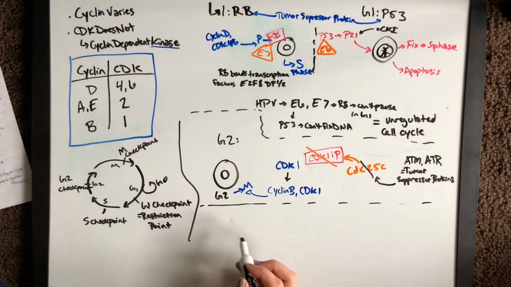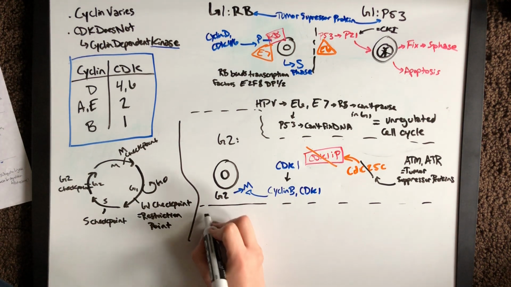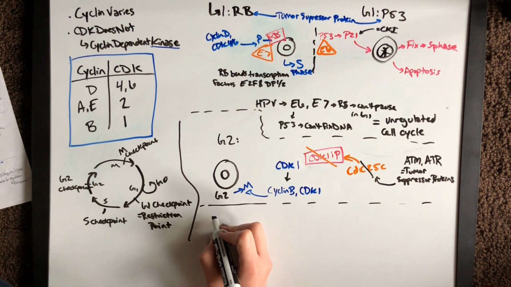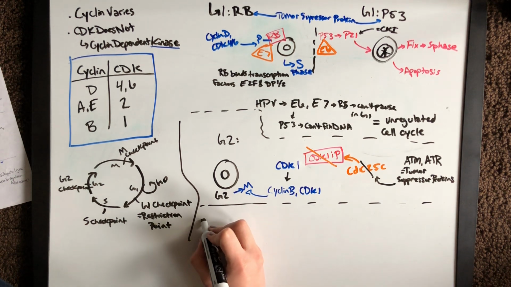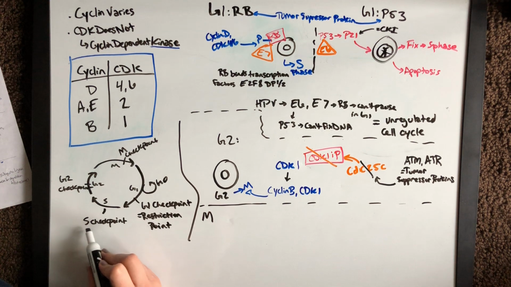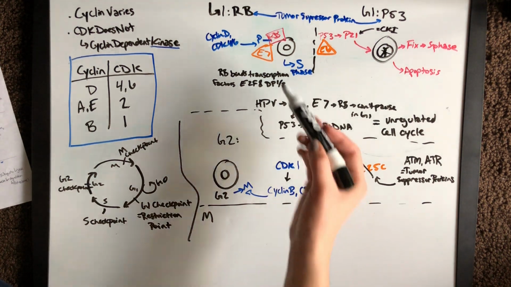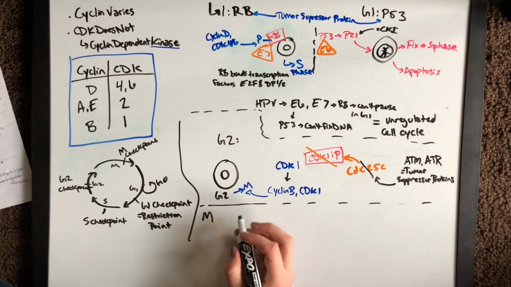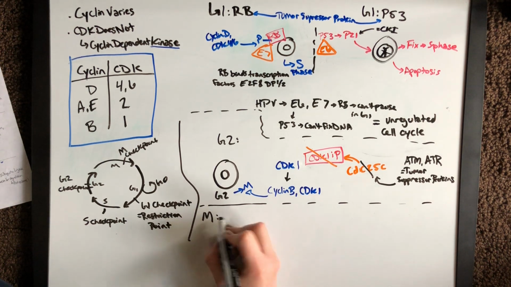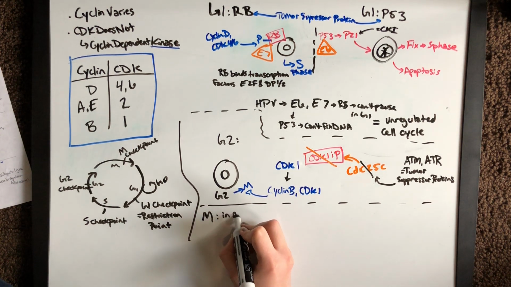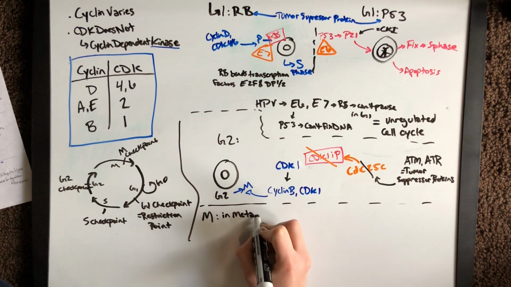And then we have one last checkpoint that we're going to talk about, and that is our M checkpoint. I realize we have our S checkpoint, but we don't really talk about anything specific that goes on in that. Just know that there is a checkpoint in our S phase, but he gives you examples of G1, G2, and M. So our M checkpoint is in metaphase, right before we go into anaphase.